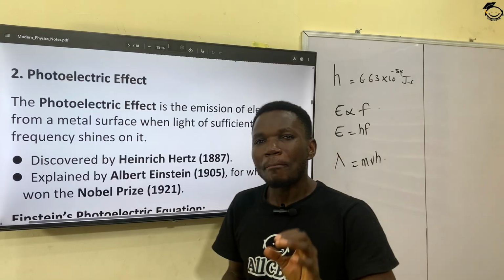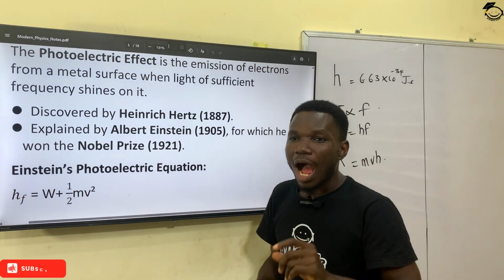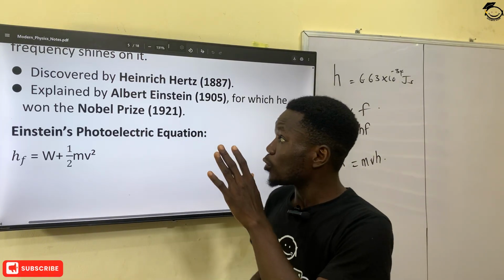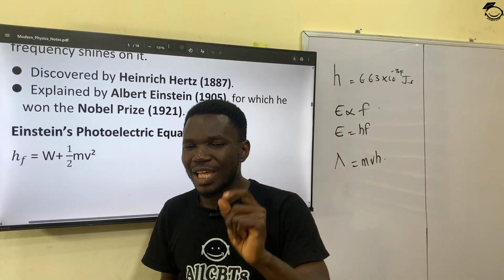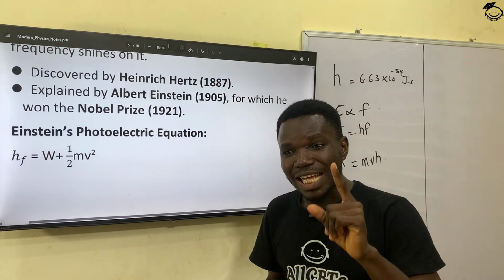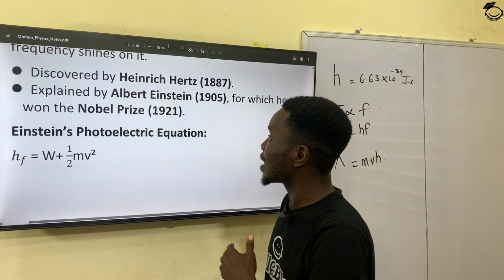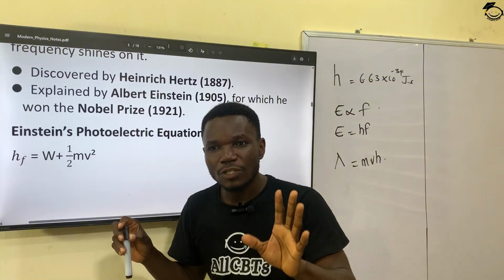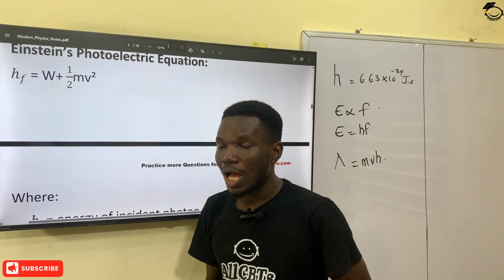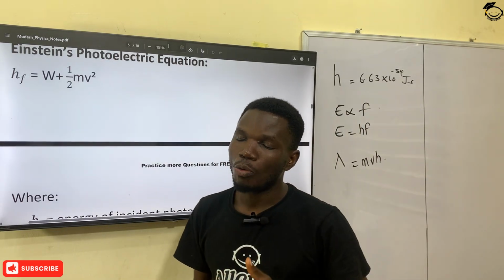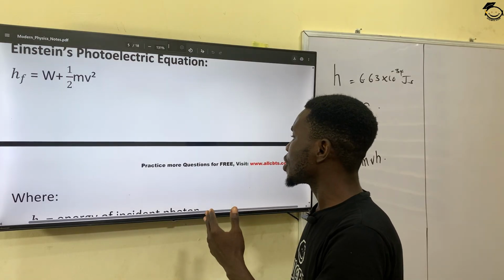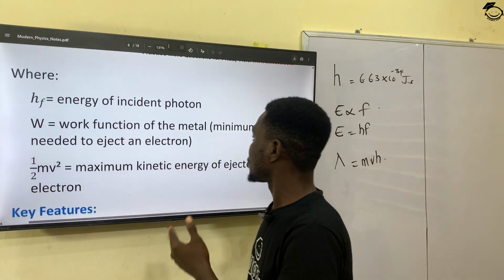But this was further explained by Albert Einstein in 1905. Albert Einstein did more pronounced work on the photoelectric effect that was formally introduced by Hertz. And with that discovery, Einstein won the Nobel Prize in 1921. That was the Nobel Prize he won, and it was based on this photoelectric effect. So that brought about Einstein's formula, which says hf is equal to the work function plus half mv squared, where hf is the energy of the incident photon.